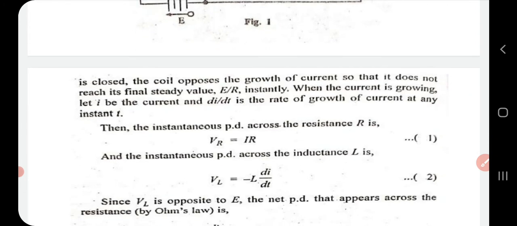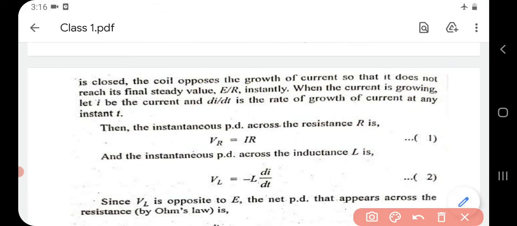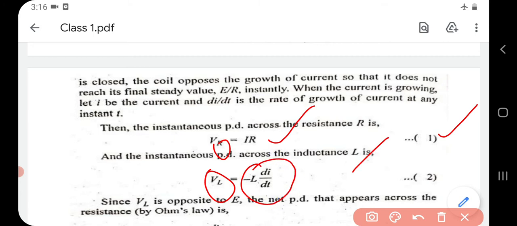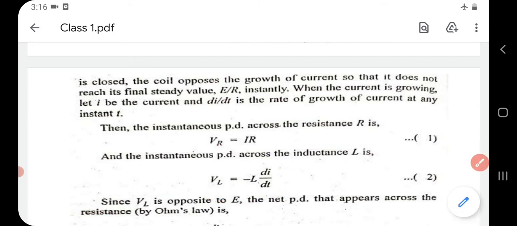Now the potential difference, that is the voltage across the resistance R in the circuit, is given by VR equal to IR. That is, VR denotes the voltage or potential difference developed across resistance R. It is IR, that is the first equation. Similarly, the potential difference across the inductance L in the circuit, VL, is given by minus L di by dt. That is equation 2.